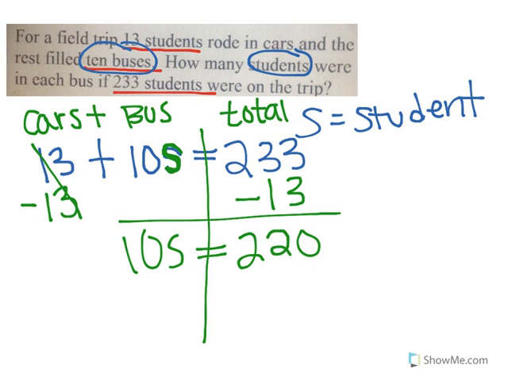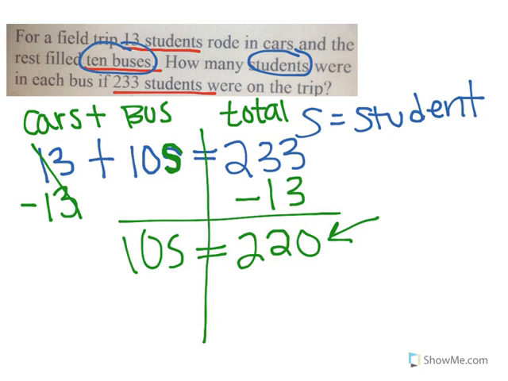What this last step is really saying is 10 times the number of students equals 220. So if I know 220 students went on the trip, I'm basically trying to figure out how many groups of 10. How can we separate this number into 10 buses?